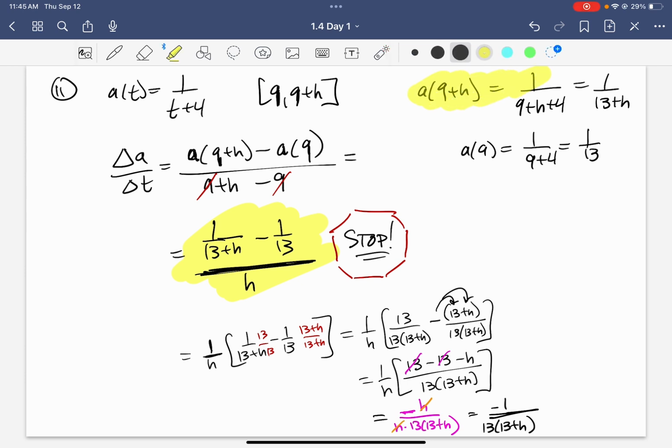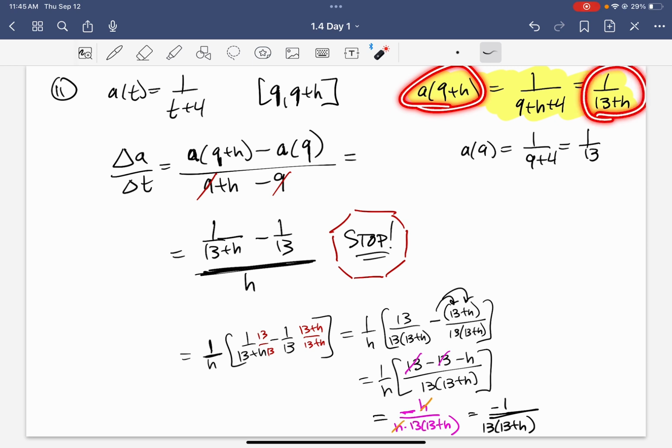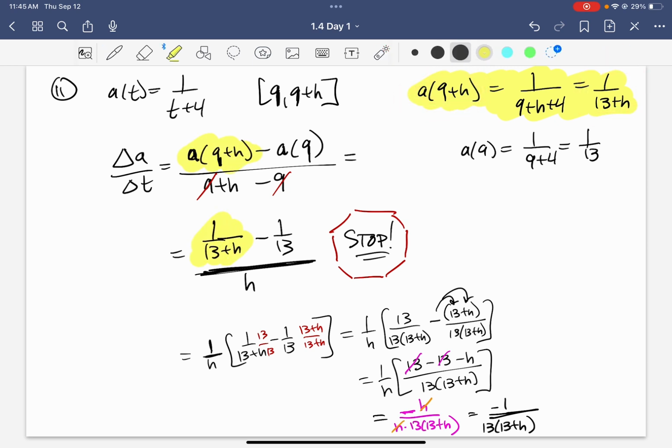So here is 9 plus h, correct? And so A of 9 plus h just means you plug in 9 plus h into the function 1 over stuff plus 4. Well, then the 9 and the 4 give you a 13, and so anytime you see this, you can replace it with this. So I'll replace this with what it's equal to.